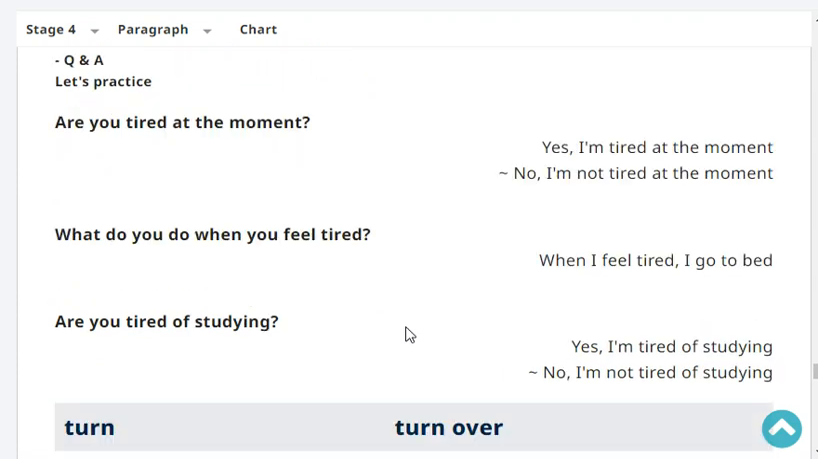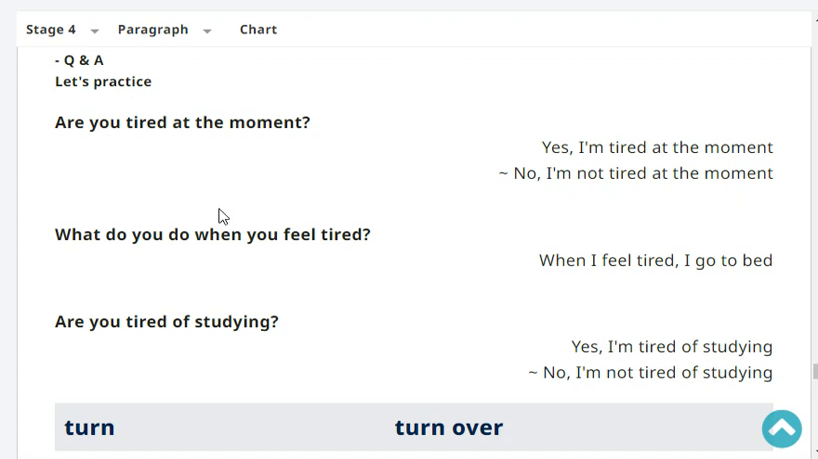Let's practice. Are you tired at the moment? Yes or no? No, I'm not tired at the moment. Very good. What do you do when you feel tired? When I feel tired, I sleep. Sleep also.